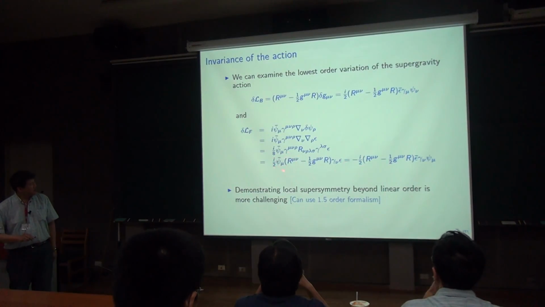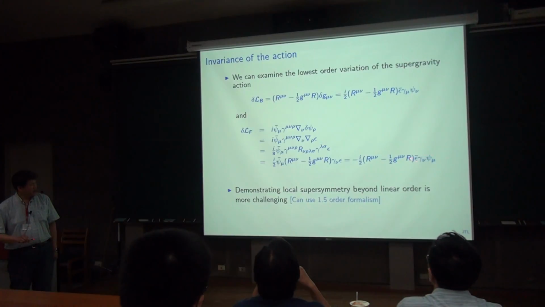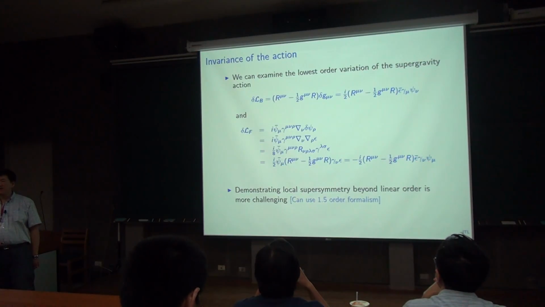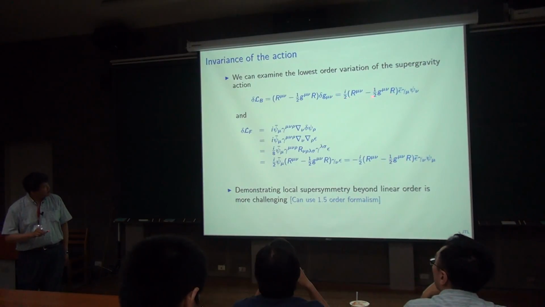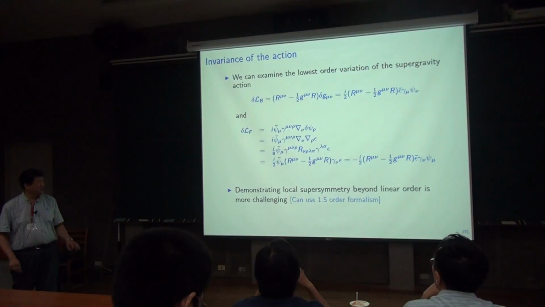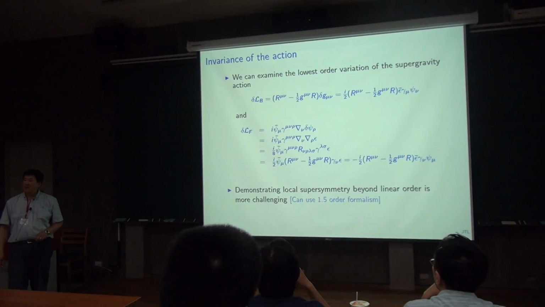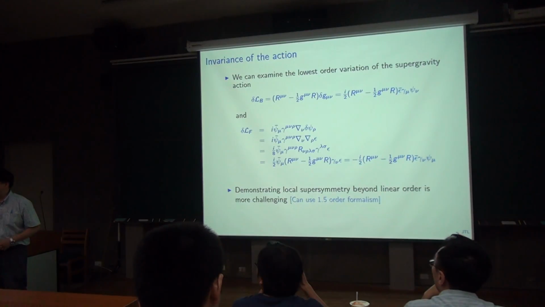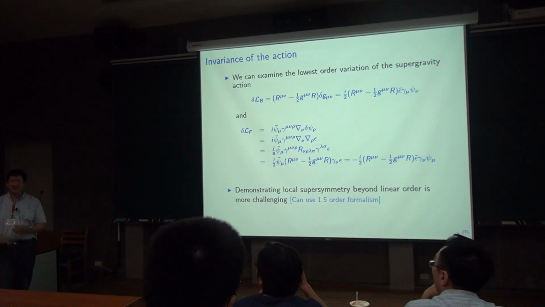I have psi bar mu gamma mu epsilon, which I can flip around. You go like that. So if you look at that, that's the Einstein tensor up here. That's the Einstein tensor here. This has an actual minus sign. You add them together, you get 0. So in fact, the supergravity Lagrangian is invariant under supersymmetry transformations, as it must be.